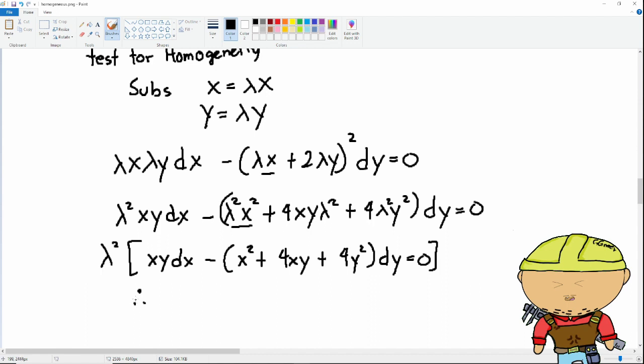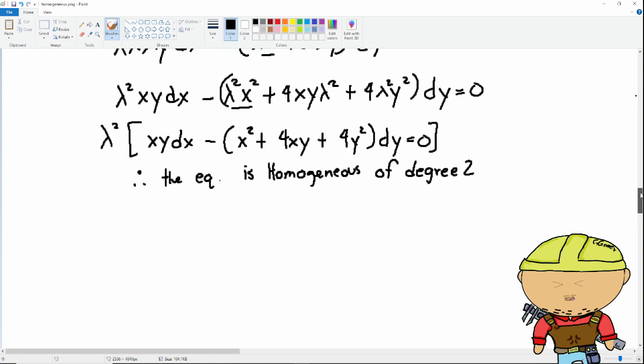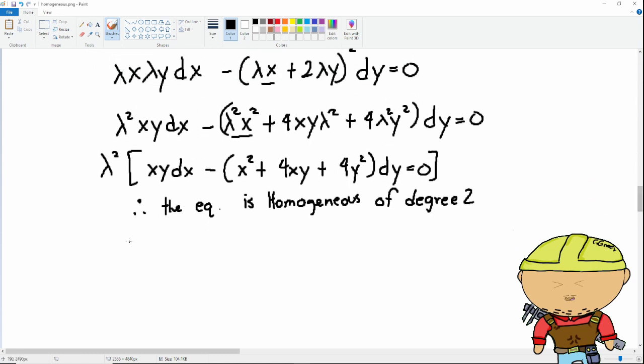Thus, we can say the equation is homogeneous of degree 2. So now we have a homogeneous equation of degree 2. We can proceed with the solving.